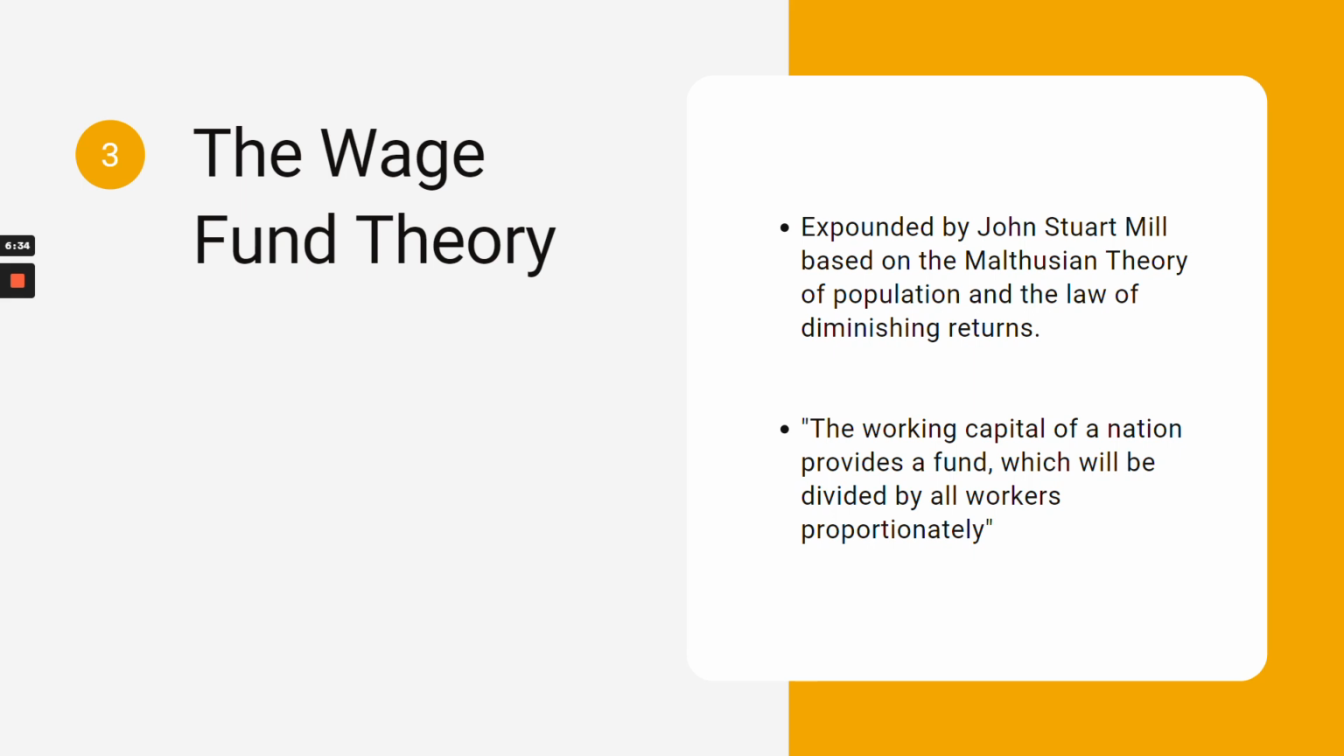It's in proportion. So when a certain group gets a bigger share of the total fund, the rest of the groups will have less to share. Right, it's like there is a fixed amount of wage, and if one group is given a higher salary, then there will be less that will be given to the other groups.